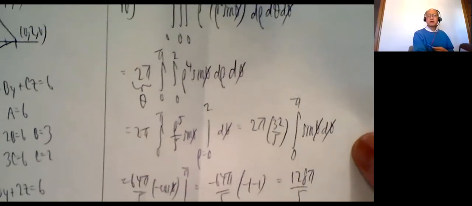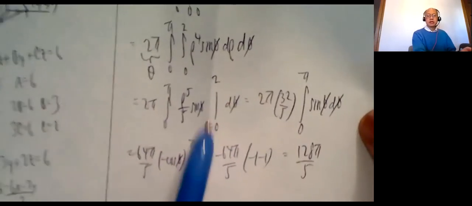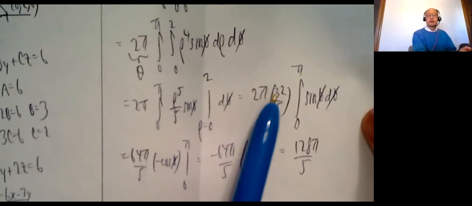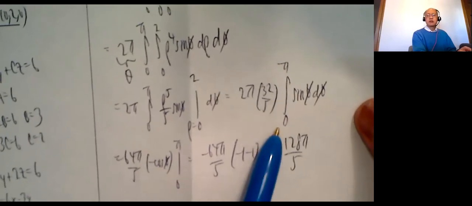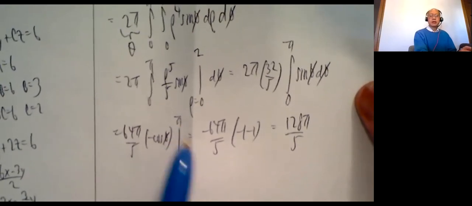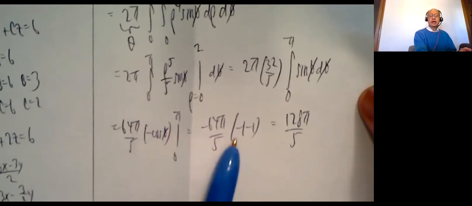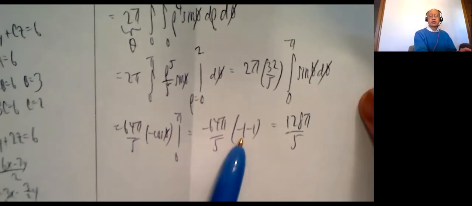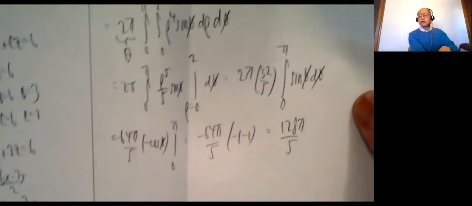Rho goes from 0 to 2. Plug in 0, you get 0. Plug in 2. 2 pi times 32 over pi. Integral from 0 to pi of sine phi d phi. 64 pi times negative cosine phi from 0 to pi. Put the negative sign here. Plug in pi. Cosine of pi is negative 1. Minus cosine of 0 is 1. 128 pi over 5.